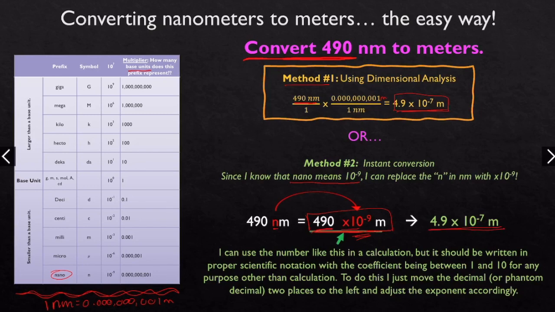And all we've done is move that decimal place over 2 spaces and then adjust our exponent. So this is a super easy way to convert, but you have to understand that these two things mean the same thing, but this is the proper way of writing this number in scientific notation. All right, so now that we know how to do some quick and easy conversions between meters and nanometers, let's go ahead and do some practice examples.